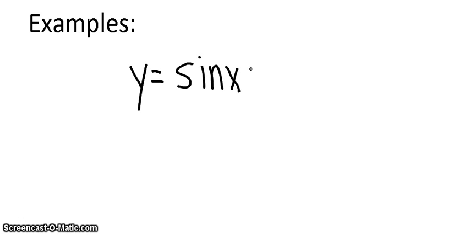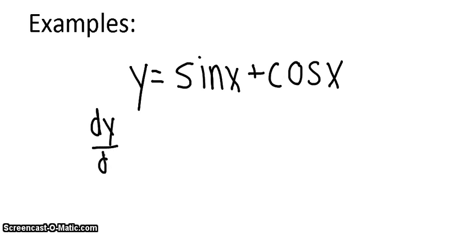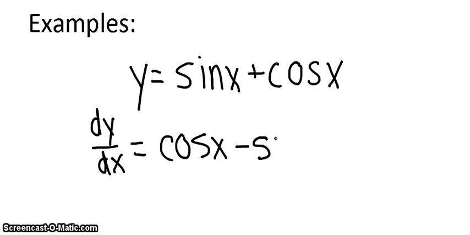One last example, say we had y equals sine of x plus cosine of x. How do we take the derivative of that? We'd break it up into chunks. The derivative of sine of x is cosine of x, and then the derivative of cosine of x is negative sine of x. So plus negative sine of x would just be minus sine x, and the derivative would be cosine of x minus sine of x.